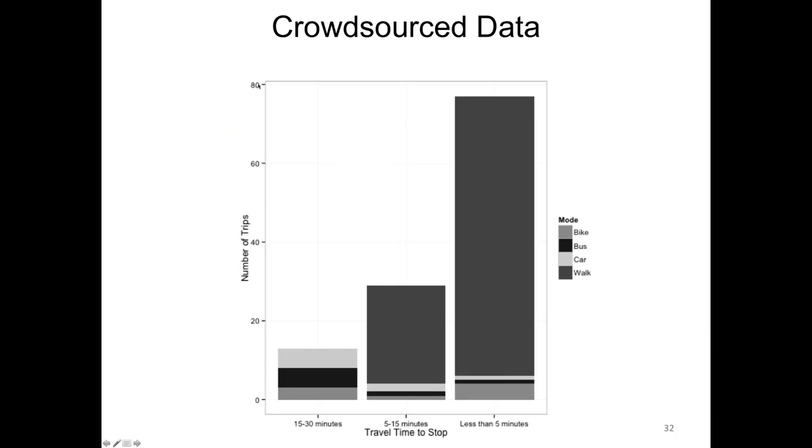But then we can start thinking about things like this. So we could think about the number of trips that occurred during our study period. You could think about this on a daily period, a weekly period, whatever you want. We could see how long it took people to get to the bus stop. Was it 15 to 30 minutes, 5 to 15, or less than 5? And how do they actually get here?